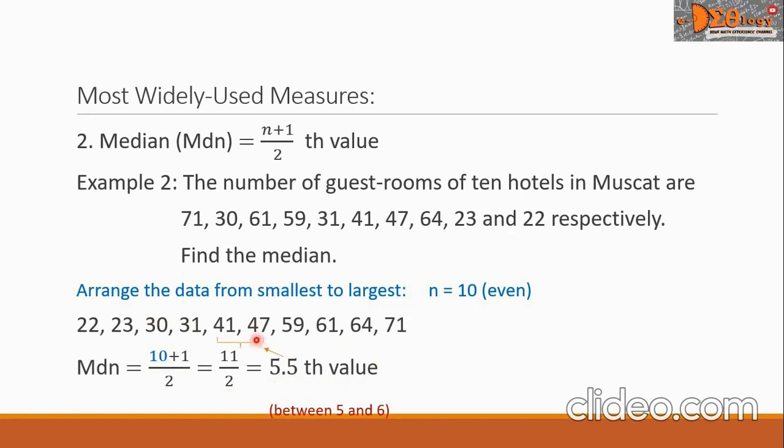What we're going to do is to get the sum of these two values and divide by 2. So we have 41 plus 47 over 2. This is equal to 88 over 2, and the answer is 44. This is our median. Take note, the median 44 divides the ordered data into two groups. The first group is below the median, and the other group is above median. This is our final answer.